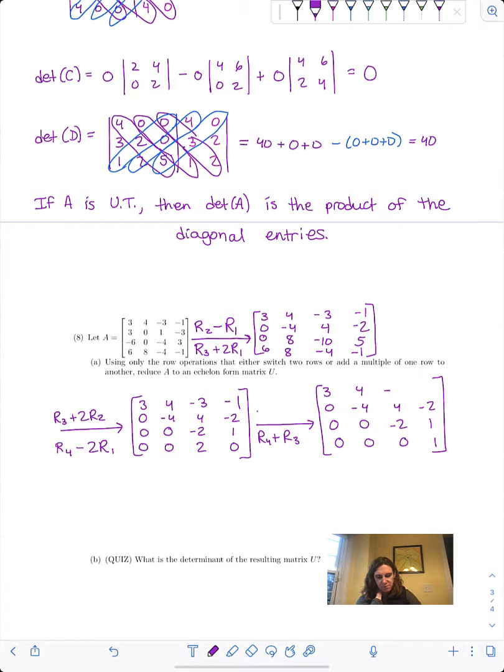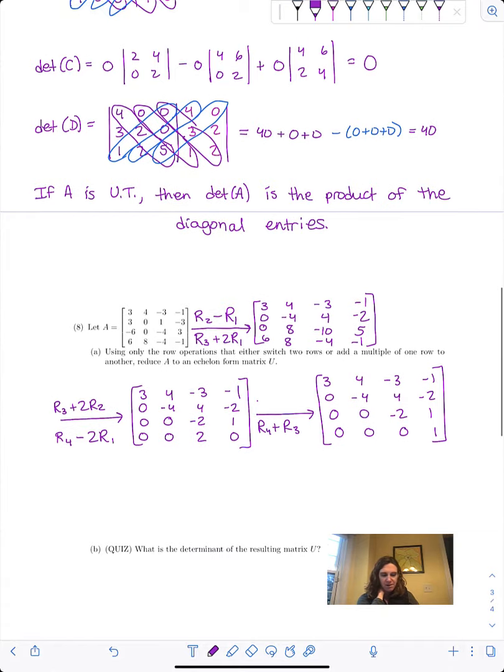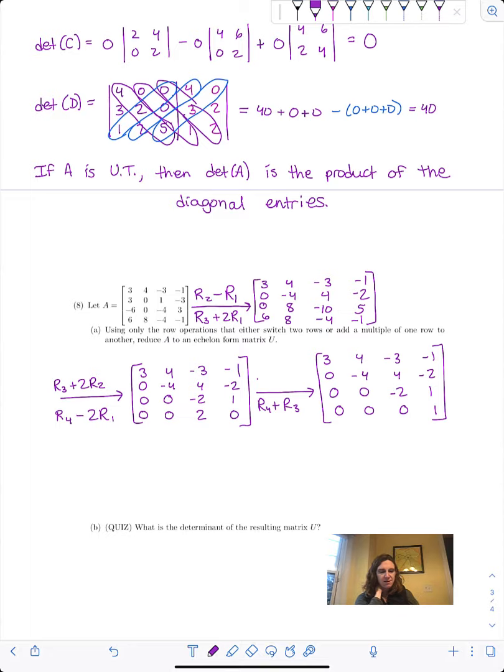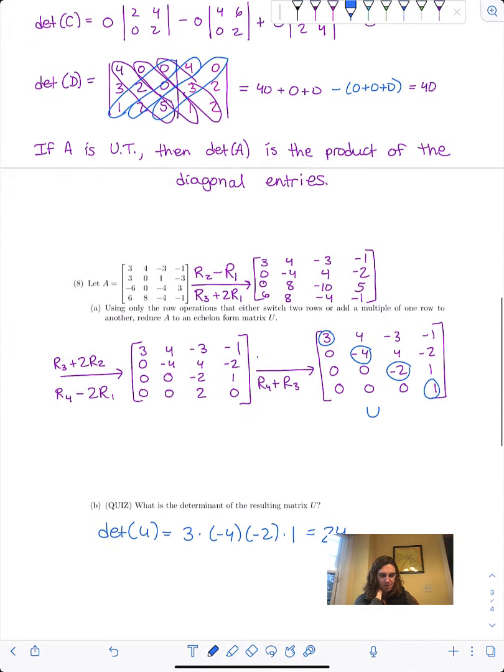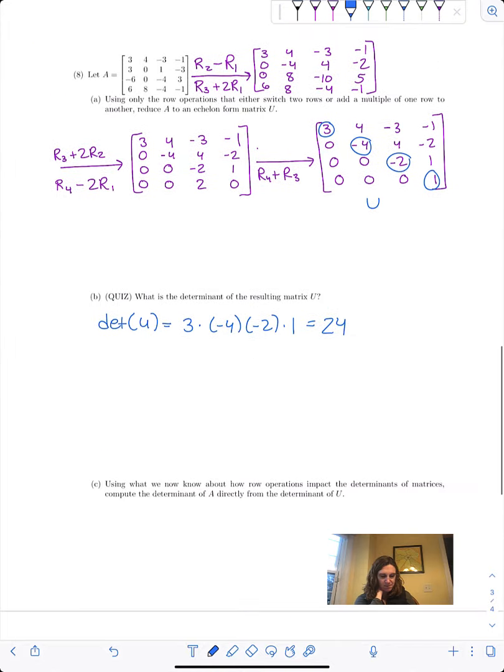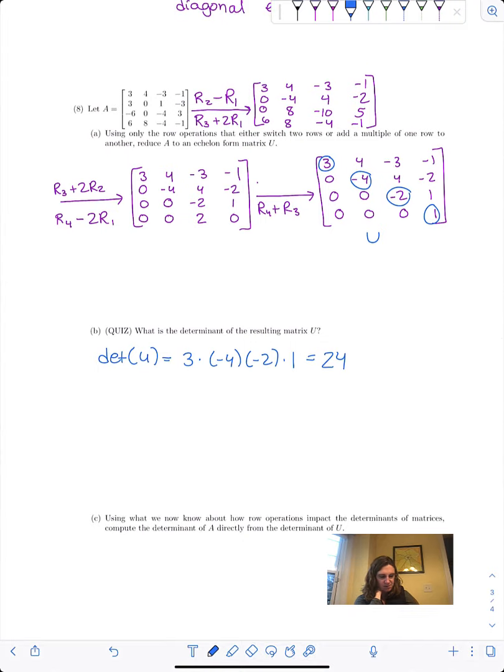It's not reduced echelon form. That's all we really need, because now we can use that formula that we talked about just above to compute the determinant. So now the determinant of U, so this is our U here, just equals 3 times negative 4 times negative 2 times 1. And so that just equals 24. I just did the quiz for you. That's okay. We'll make this the quiz.